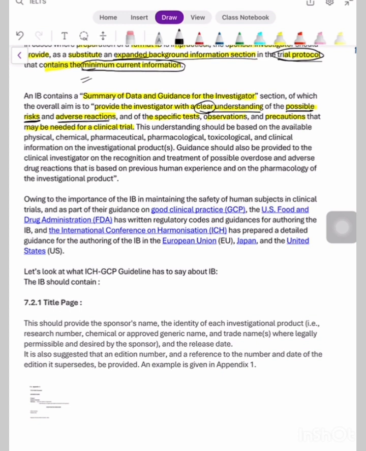Of specific tests, whatever my observations are or were, or whatever precautions you want that investigator to carry forward, and that may be needed for a clinical trial. Summary of data and guidance for the investigator section. All of this is mentioned. This understanding should be based on available data.